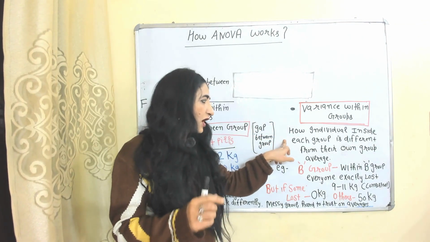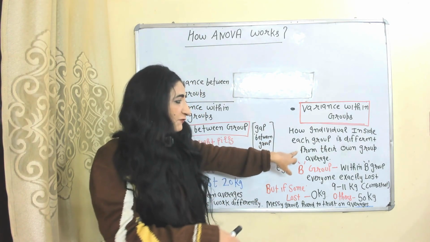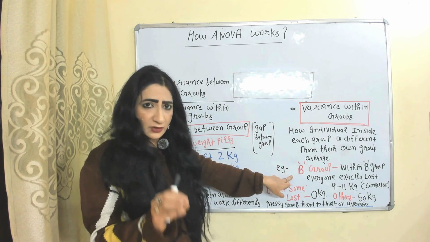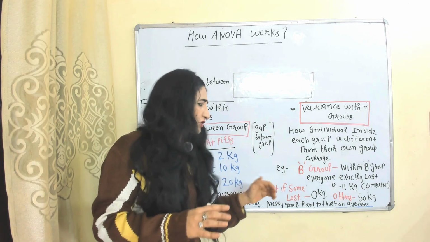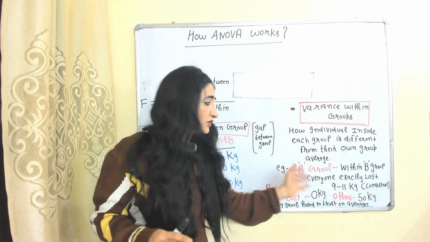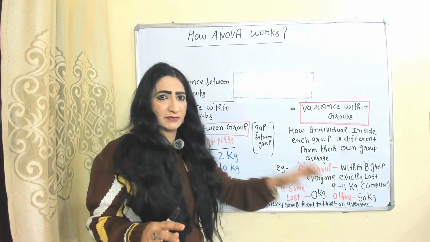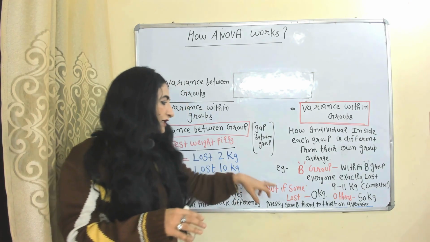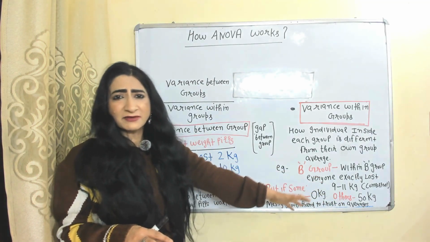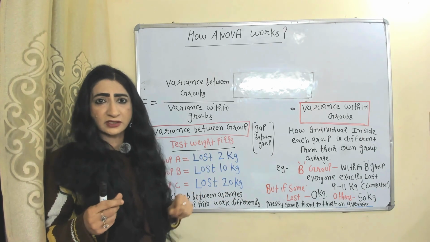Variance within group means how individuals inside each group differ from their own group average. For example, within group B, everyone lost between 9 to 11 kg. That means the group is very consistent. But if within group B some lost 0 kg but others lost 50 kg, that means the group is very messy. It is very difficult to trust the average of this group.